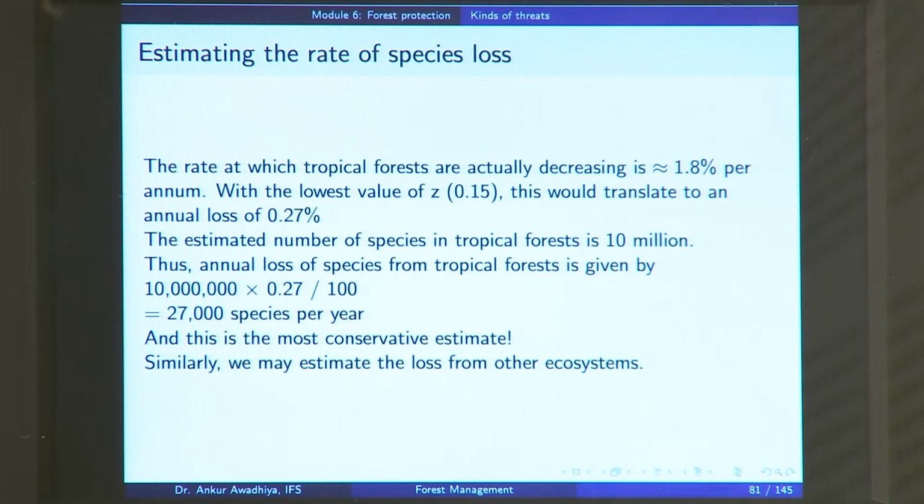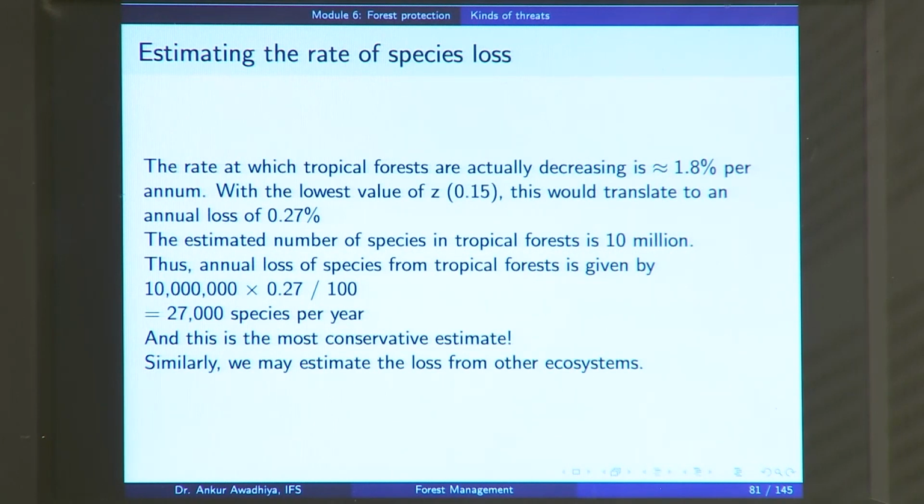And if you look at the other ecosystems, the polar ecosystems, the desert ecosystems, temperate ecosystems, subalpine and alpine ecosystems, we will find that in all of these areas, the impact of humans is such that we are reducing the areas that are available for forests and wildlife.